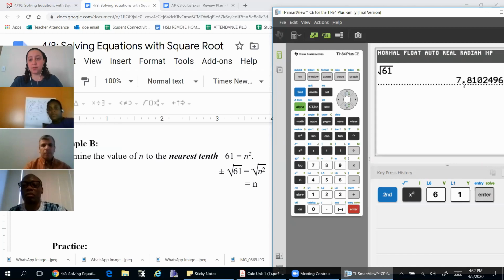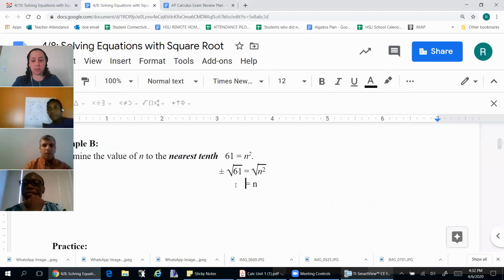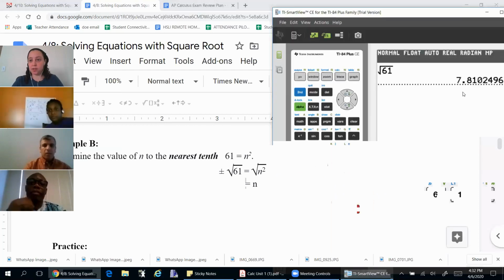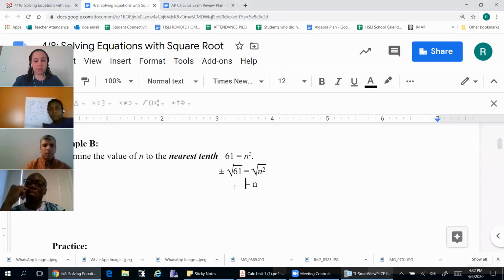It gives me this really long number. This is an irrational number that never ends, and I want to round it to the nearest tenth. So I'm going to start by copying this number, 7.8102. And I have to put my plus or minus. It continues forever, but this wants it to the nearest tenth.